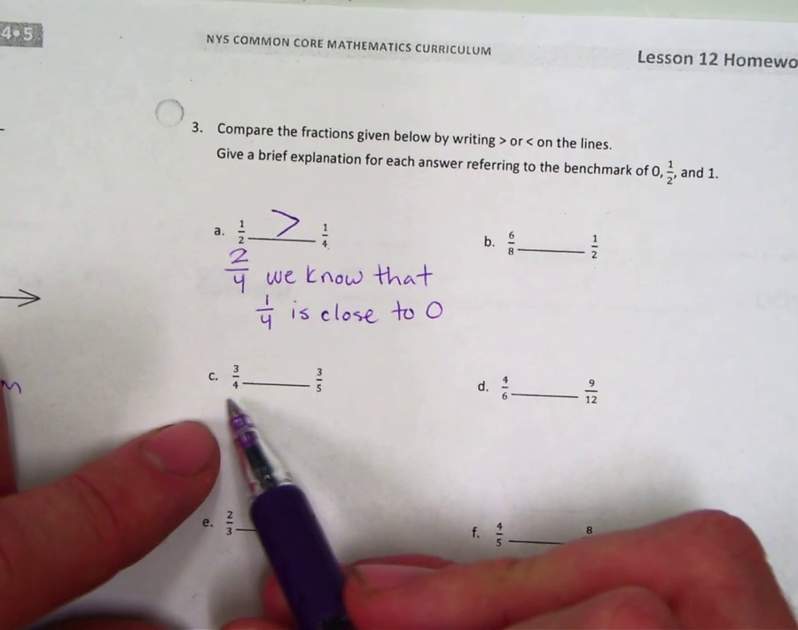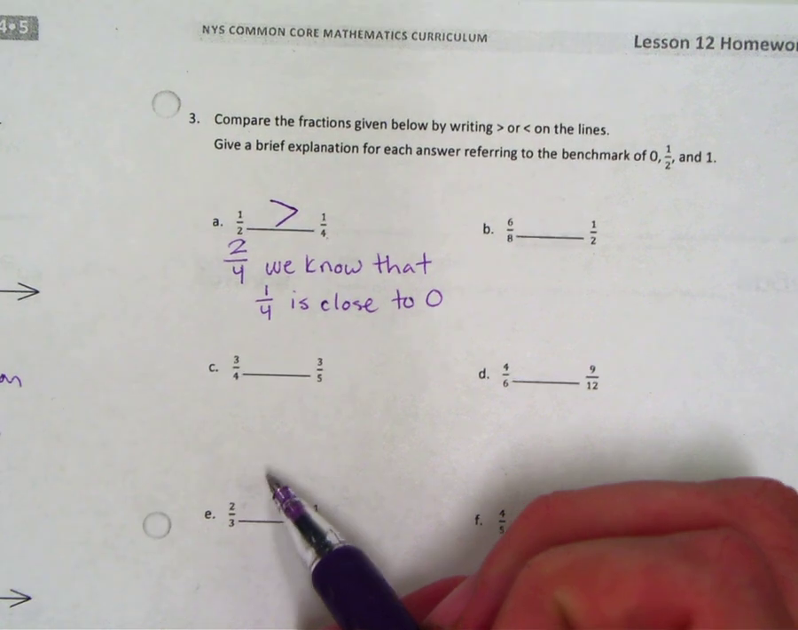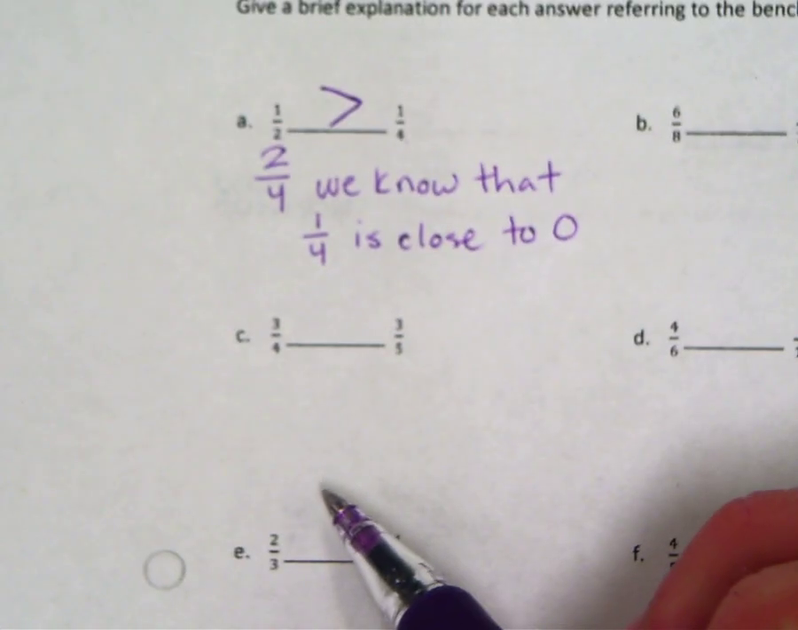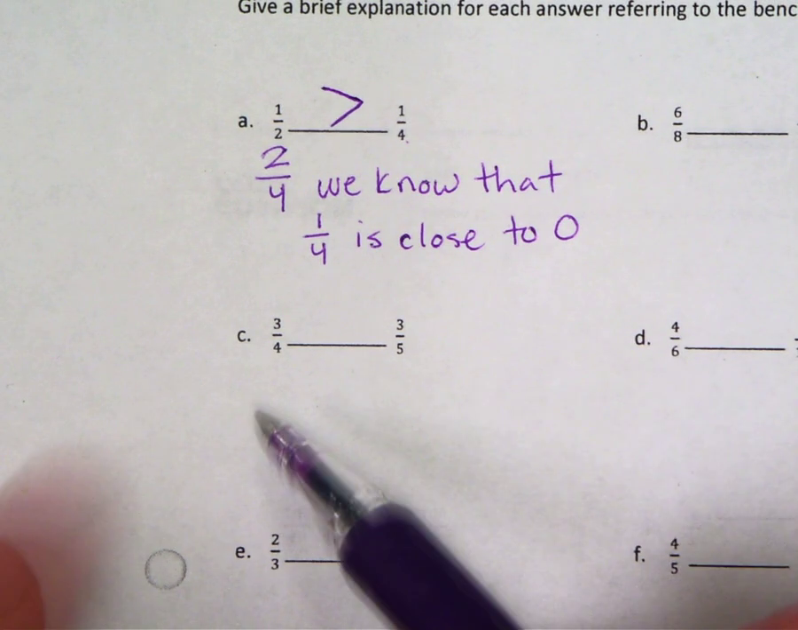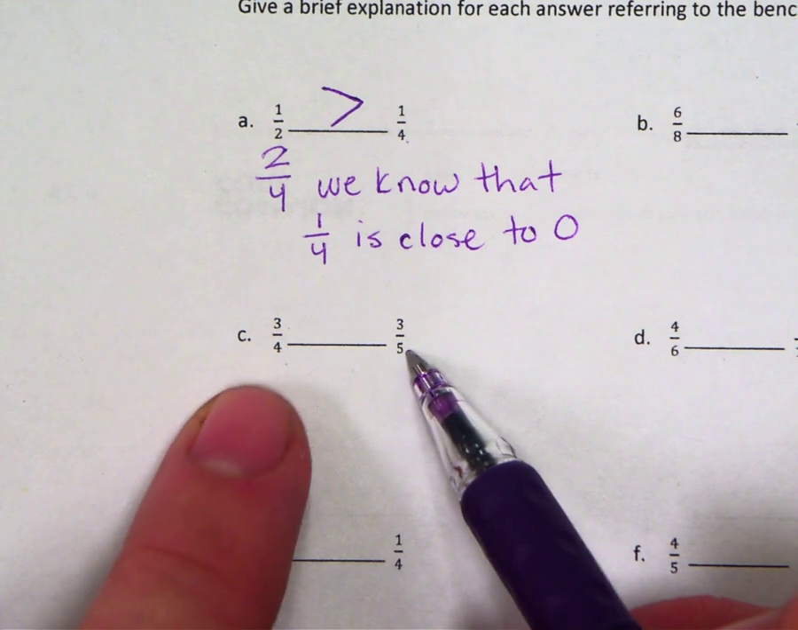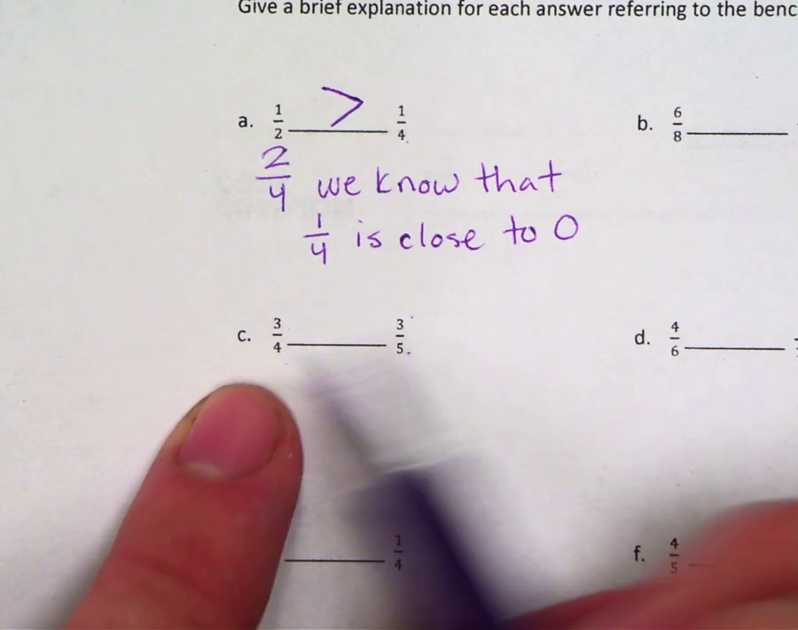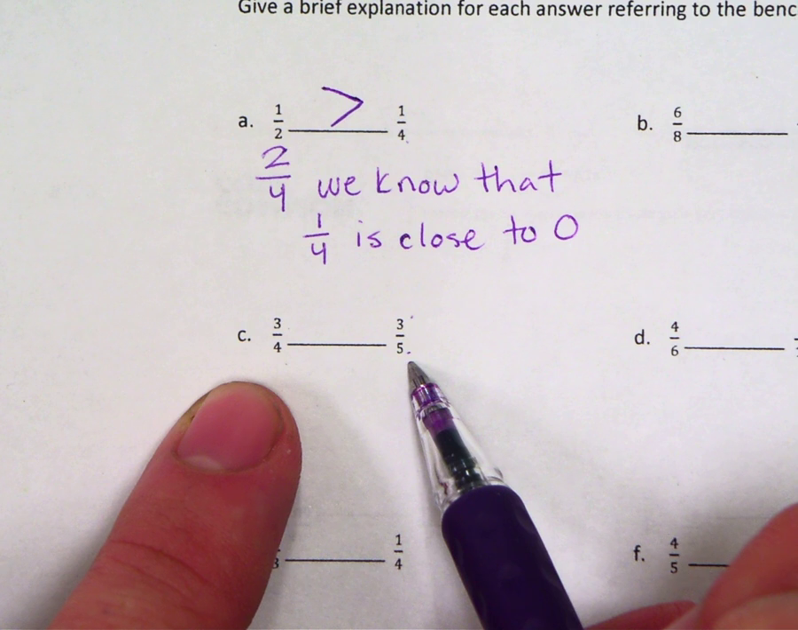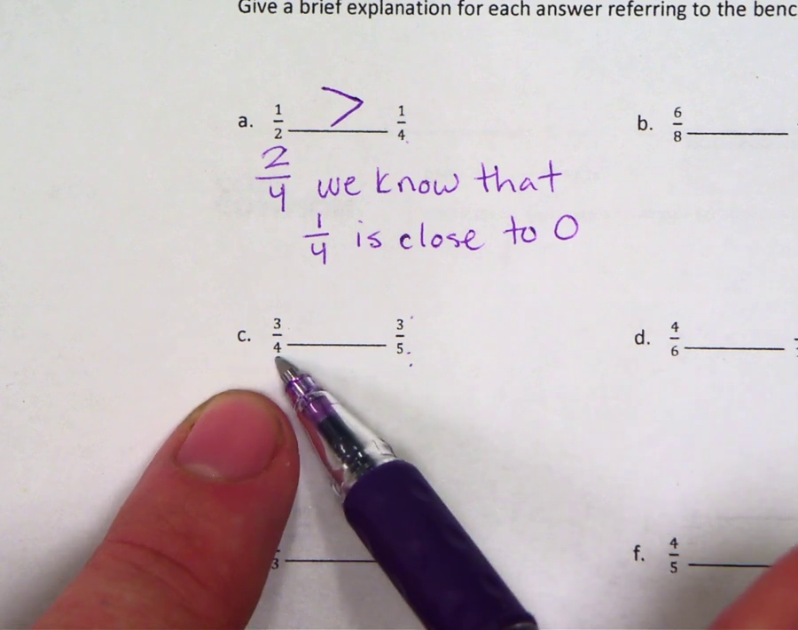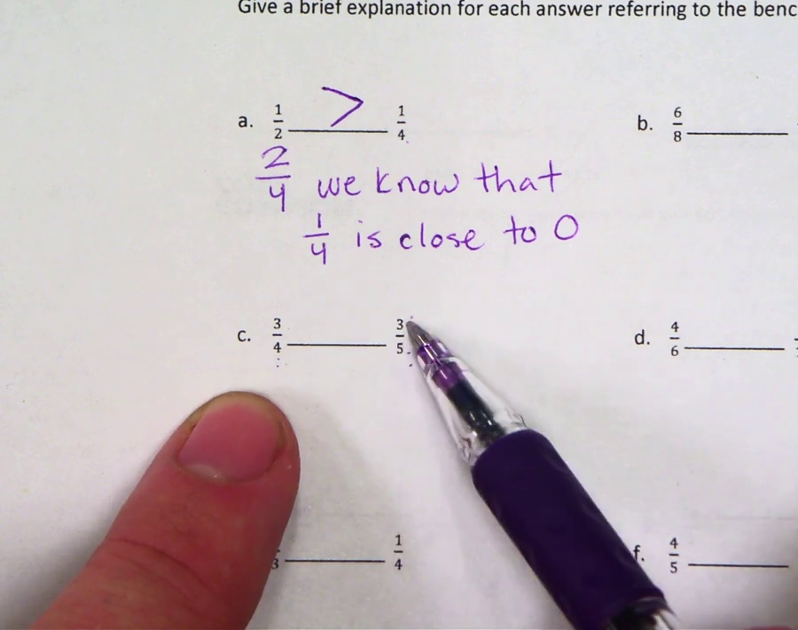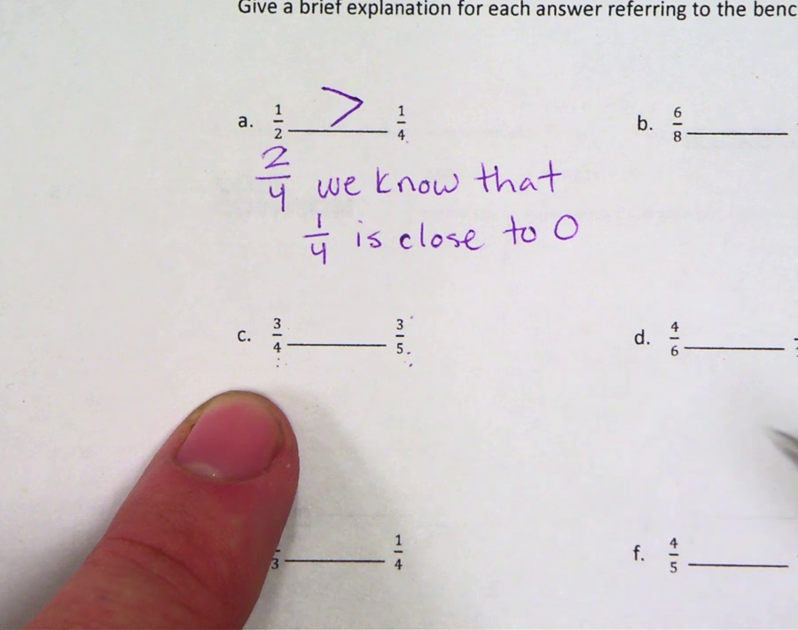Okay, then let's go to C. Here this becomes a little more difficult because it's looking at 3/4 and 3/5. So we now see we have the same numerator, but our denominators are different. So with this one, we know that 3/4 is close to a whole, and 3/5 is close to a whole. So now how do we compare it?